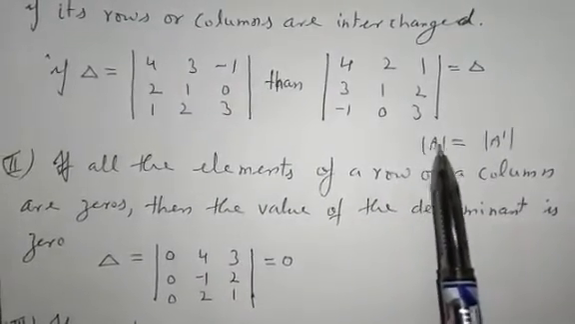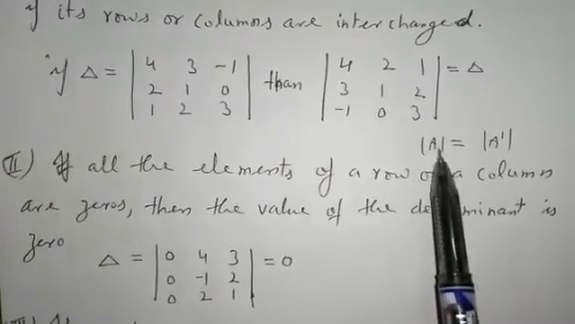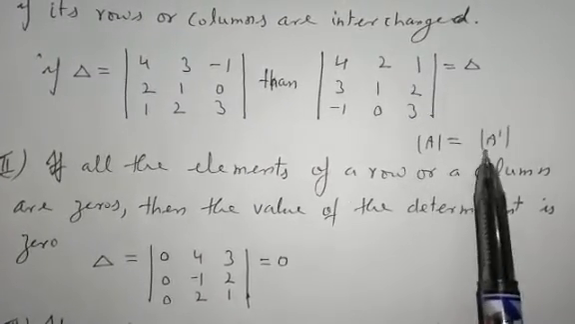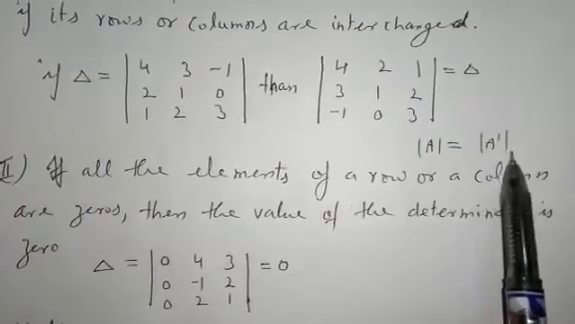Symbolically, we represent this as: determinant of matrix A is equal to the determinant of the transpose of A.